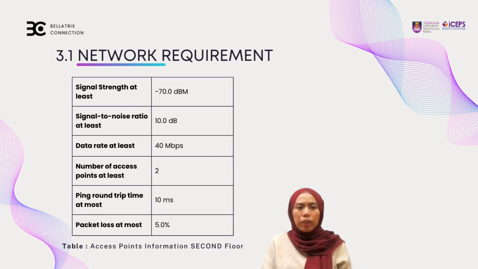Next is the table of access point information on the second floor. This is the same as the ground and first floor, but the difference is the number of access points is two. Access points are devices that allow wireless devices to connect to a wired network. On the ground floor we set two access points for each department, ensuring good coverage for the area. We divide the APs by department, finance and administration. Segmenting the VLAN will reduce network congestion and improve overall performance.